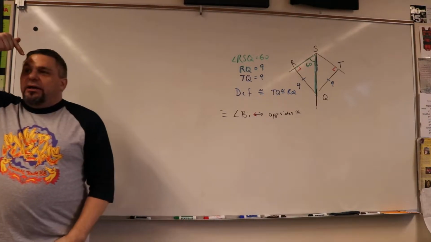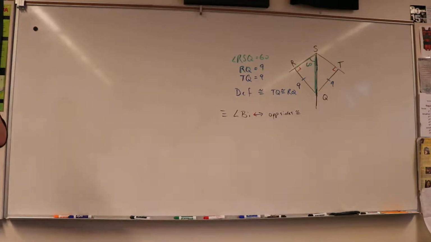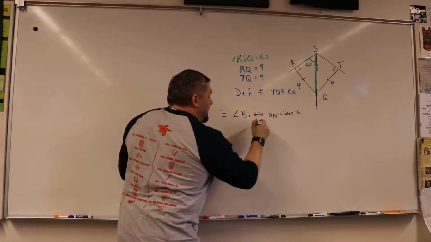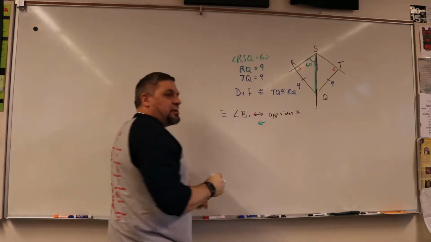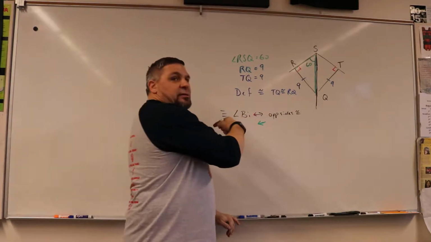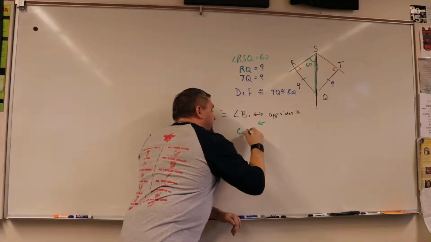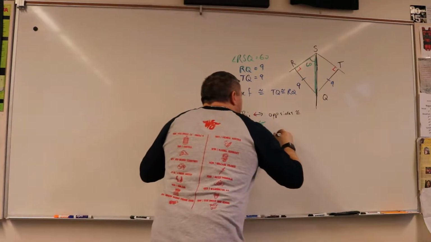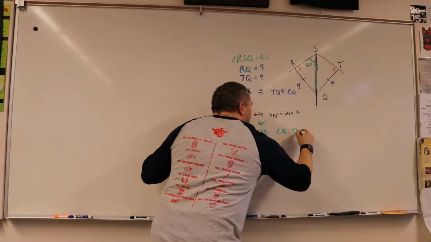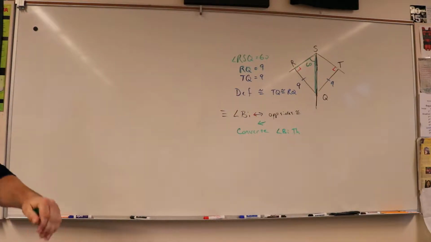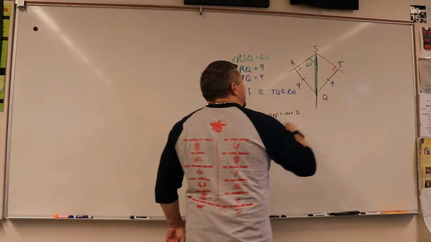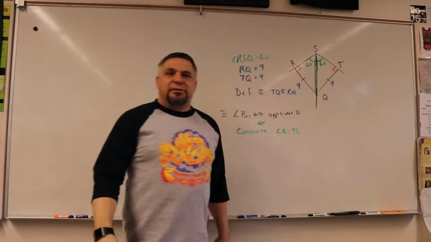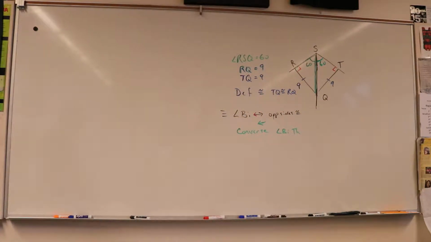Remember back in chapter 2, that means it's a biconditional statement, right? And so, back in chapter 2, we decided, if it goes this way, and then it goes that way, then that means it's the converse. It's the converse of the angle bisector theorem. So the converse of the angle bisector theorem says that these two are congruent, which means that this has to be 60. Does that make sense?